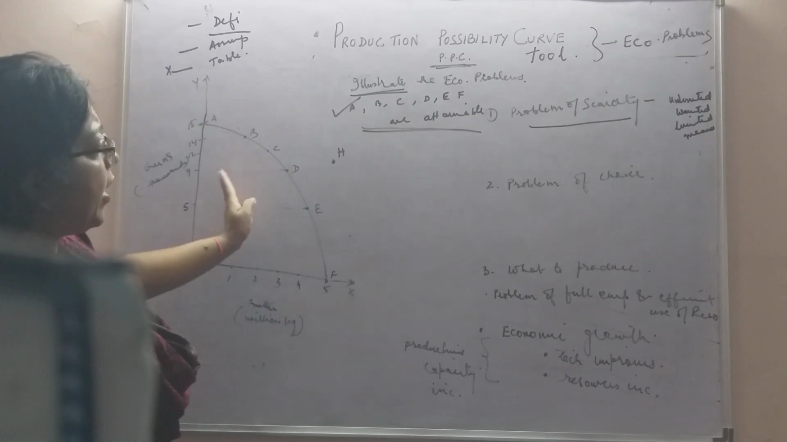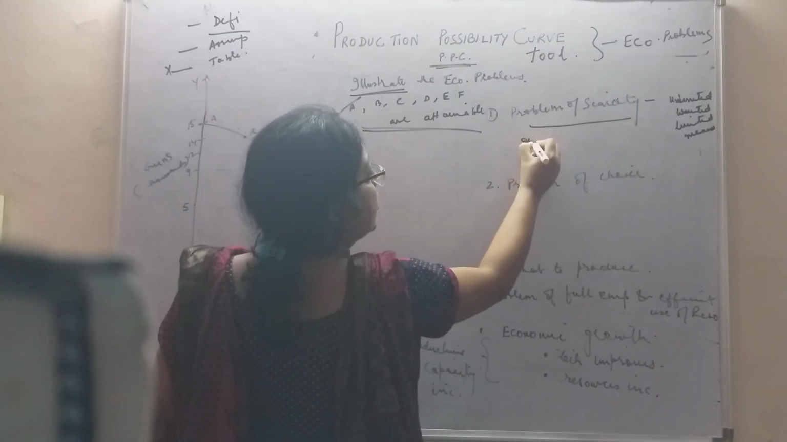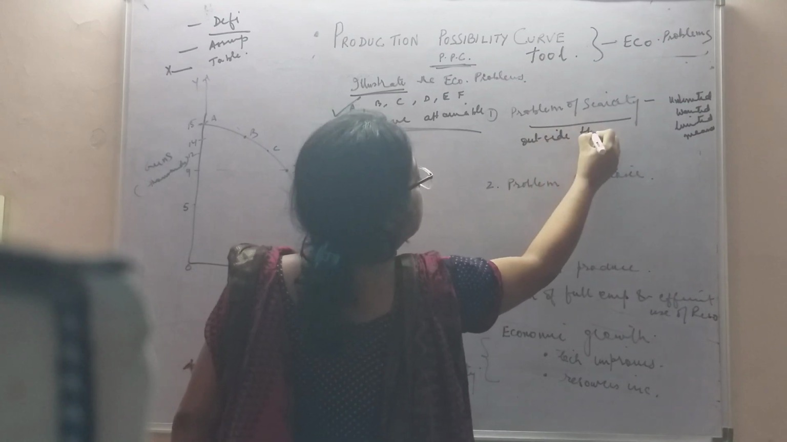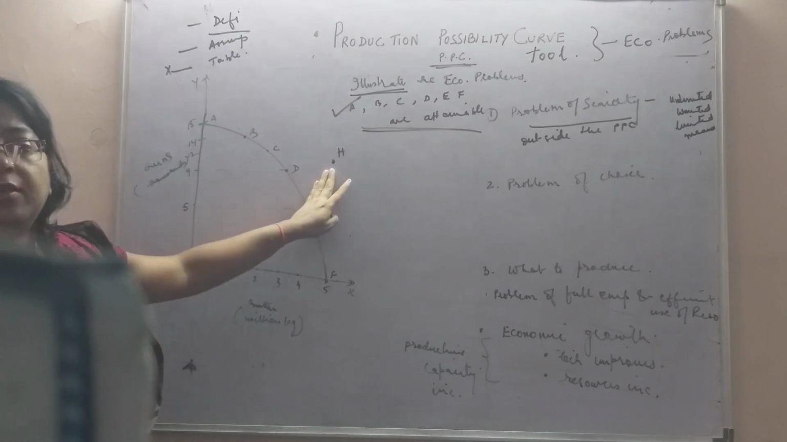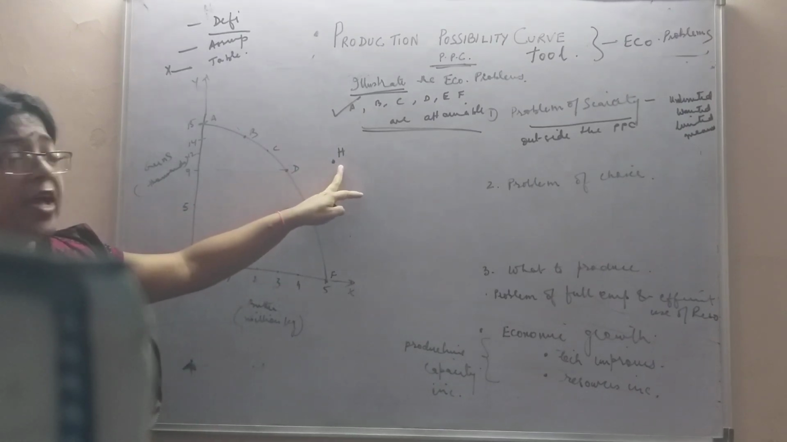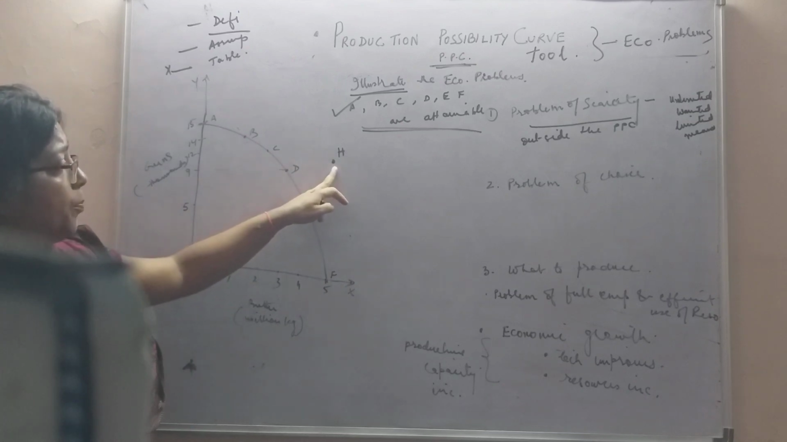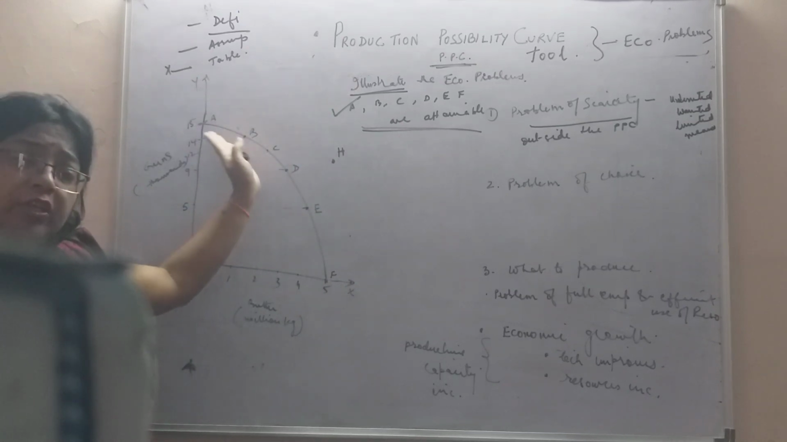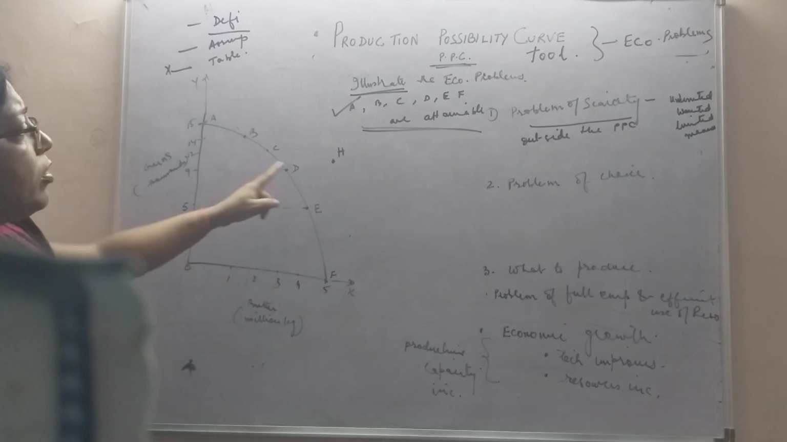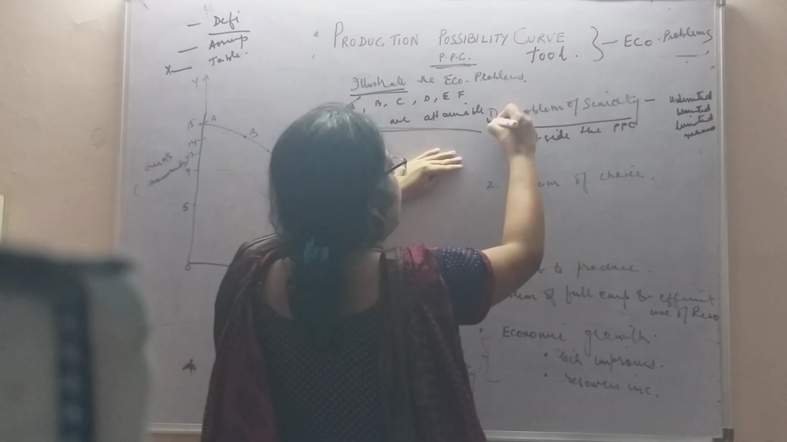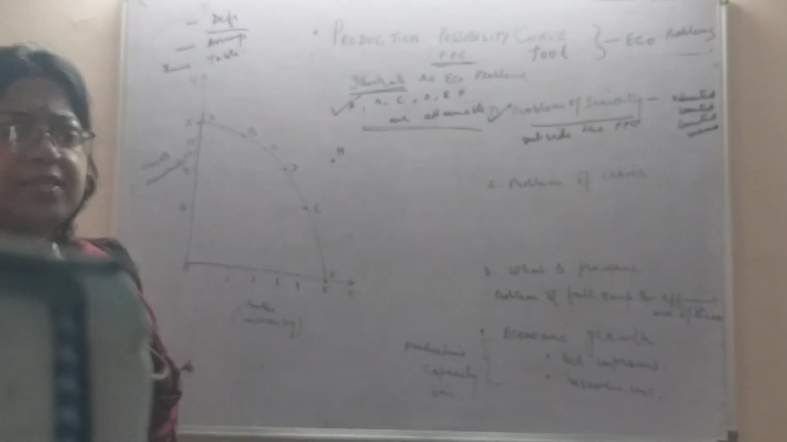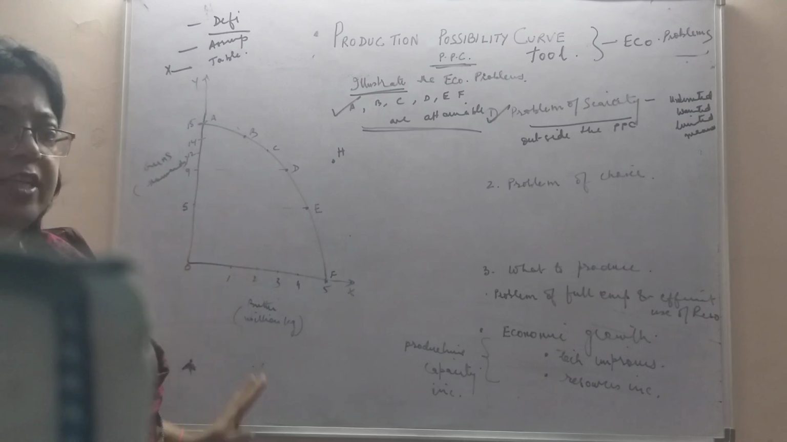But H or any point outside, what is the keyword? Outside the PPC indicates the problem of scarcity. It means every country wants to reach a higher level. Every country wants to produce a higher level of output than what its PPC shows. But they cannot attain it because of the lack of resources, or maybe because of poor technology. So they are at a lower level. So this point is clear to you. The problem of scarcity can be easily shown through a PPC by any point drawn outside the PPC.